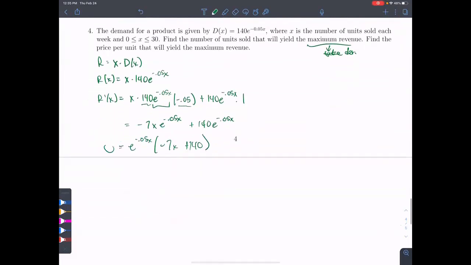And the point would be to set this equal to 0. This guy is not ever 0. We set this equal to 0. So you get 7x equals 140. So x is 20.